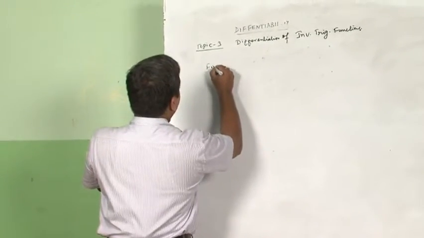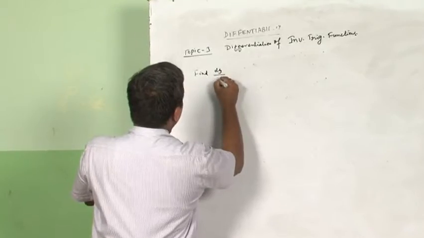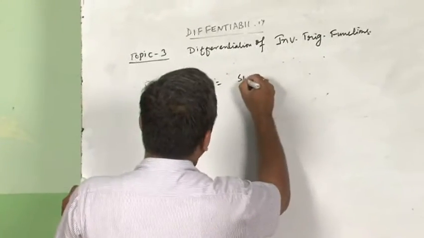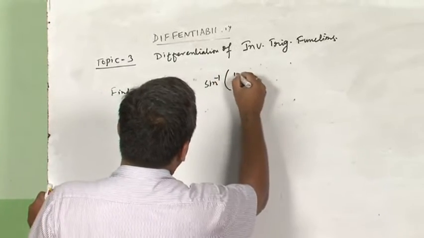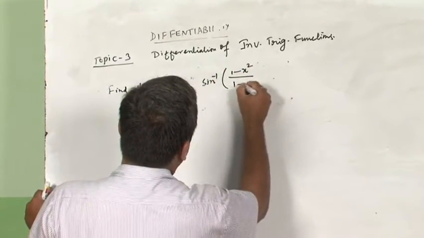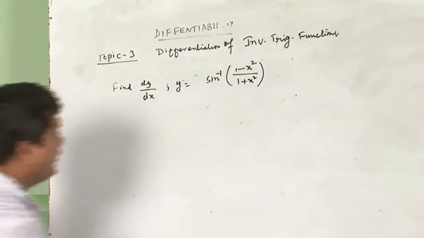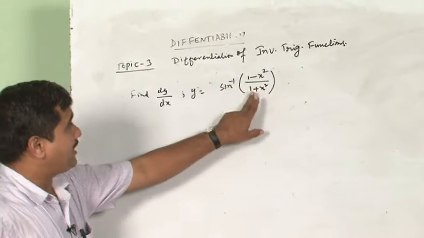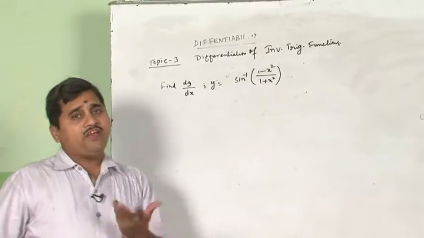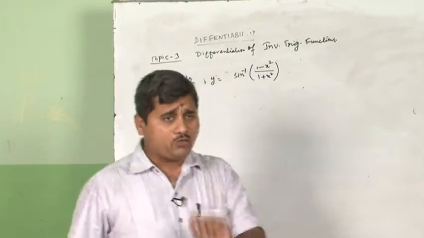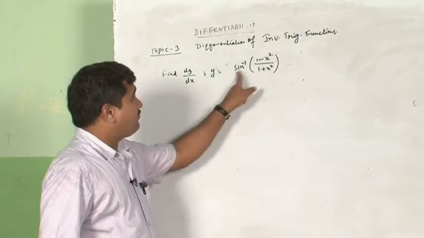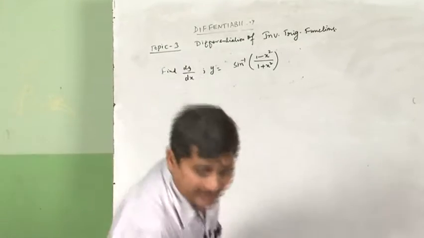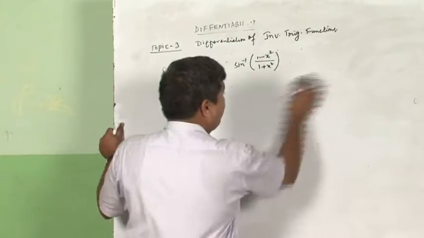Find dy by dx if y is equal to sine inverse of (1 minus x square) upon (1 plus x square). Dear students, for sine inverse of (1 minus x square) upon (1 plus x square), we do not have any formula equivalent in the simplest form. So what we have to do is apply multiple formulas.